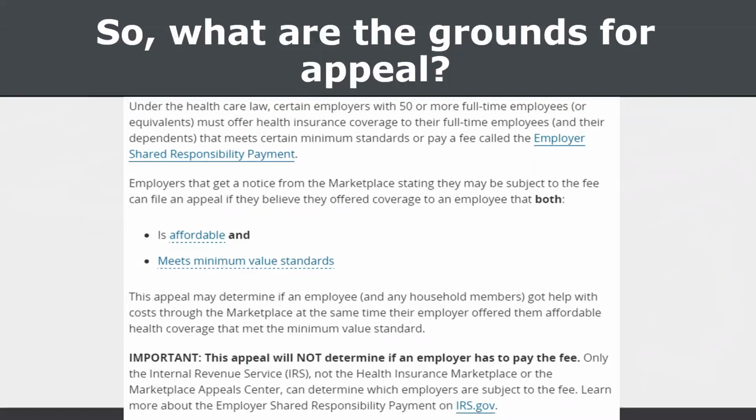Some of you are large employers. Some of you may eventually owe a penalty. What we're asking you to do is help us verify that those folks that we've given government assistance to actually are entitled to it. So employers that get a notice from the marketplace stating that they may be subject to this fee can file an appeal if they believe that they have offered coverage that is both affordable and meets minimum value standards. If you offer an EHA plan, as of right now, at least, I'm assuming for the future, you're always going to know that you can check that second box.